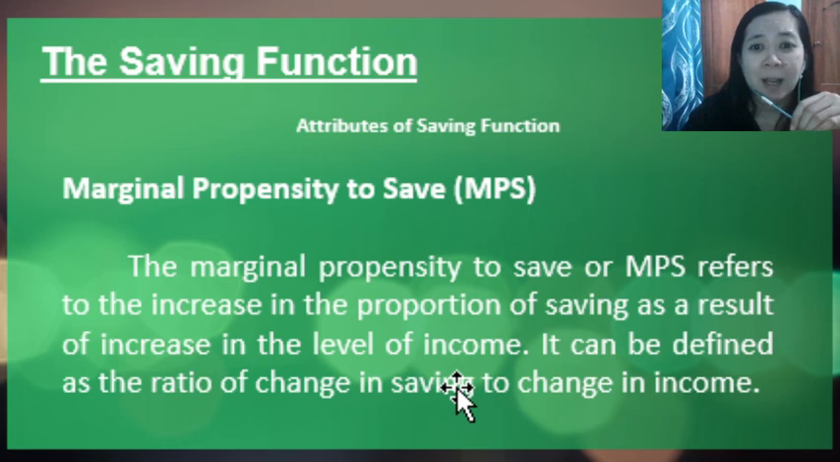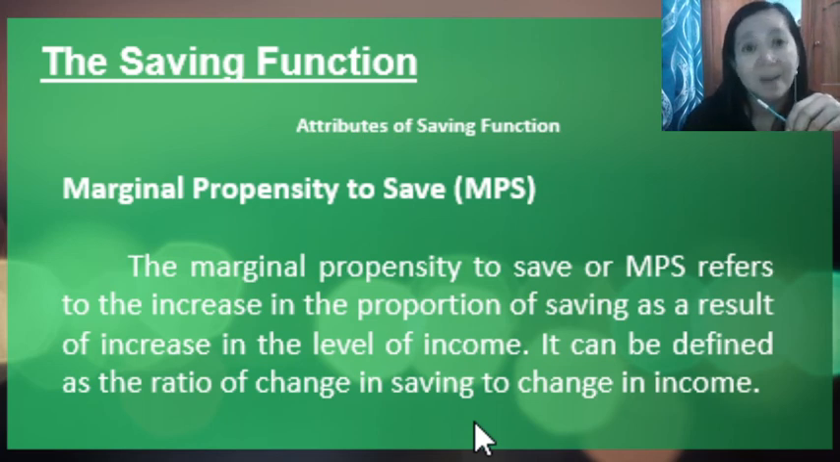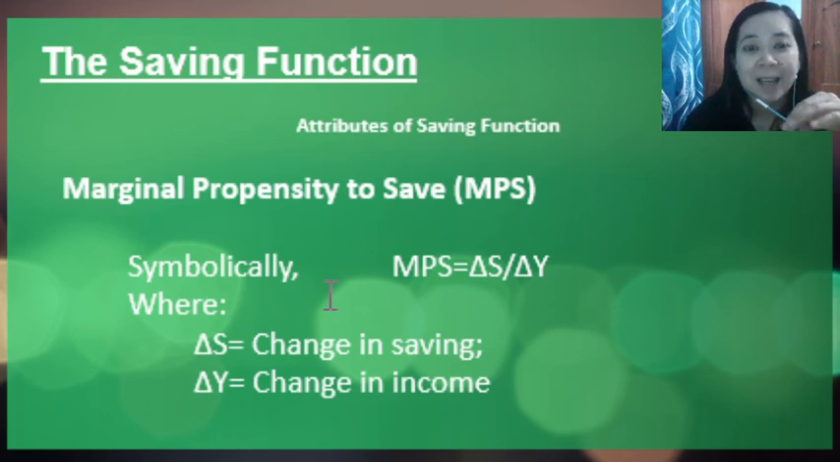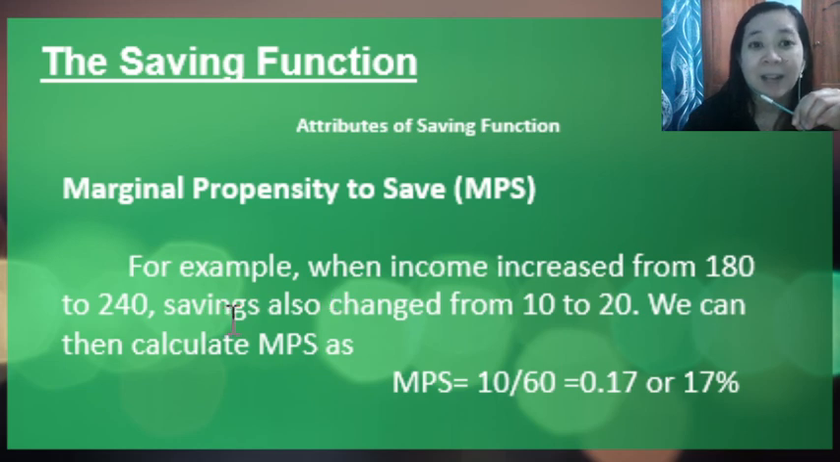So what about marginal propensity to save, or MPS? So here, MPS refers to the increase in the proportion of saving as a result of an increase in the level of income. So it can also be defined as the ratio of change in saving to the change in income. So in this case, for marginal propensity, we will determine if there are changes in your income, does your savings also change? By how much? Okay, so this is the concept. Symbolically, MPS is determined as the change in savings divided by the change in income. So we will see if there is actually a change in your savings and by how much as your income changes. Okay, so we have here an example also.